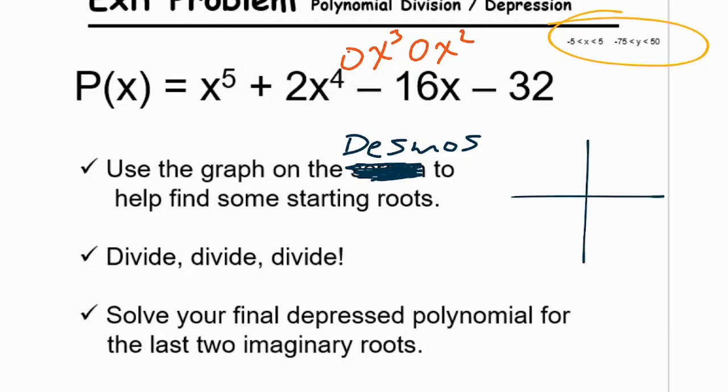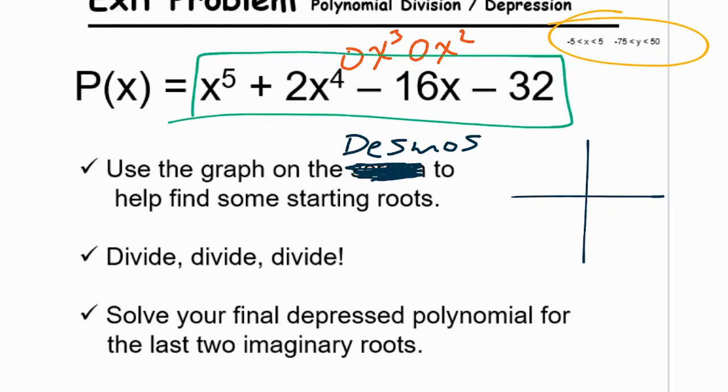But you just got to get started. You got to go get a graph from Desmos. You can just type in the exact equation we got here. Don't worry about the zeros. Just type in those 4 numbers. Get yourself a graph and start dividing. You're looking for 5 answers.